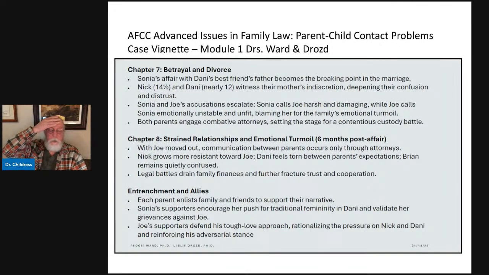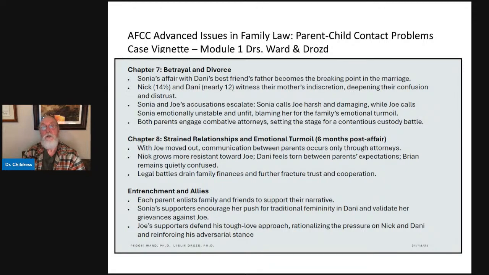Betrayal and divorce. Oh my goodness, we're just up to the divorce. Sonia's affair with Danny's best friend's father becomes the breaking point in their marriage. Nick, 14 and a half, and Danny, nearly 12, witness their mother's indiscretion, deepening their confusion and distrust. So mom has an affair with the father of Danny's best friend. Deepening their confusion and mistrust.